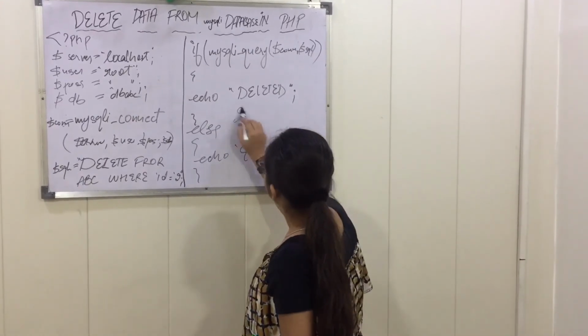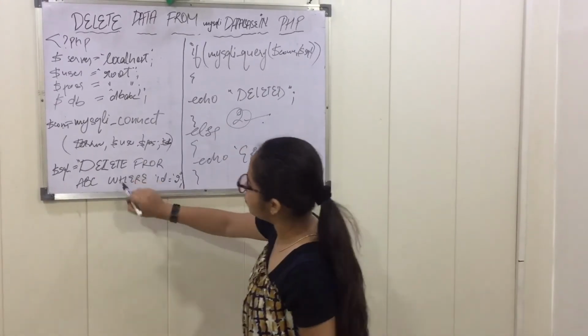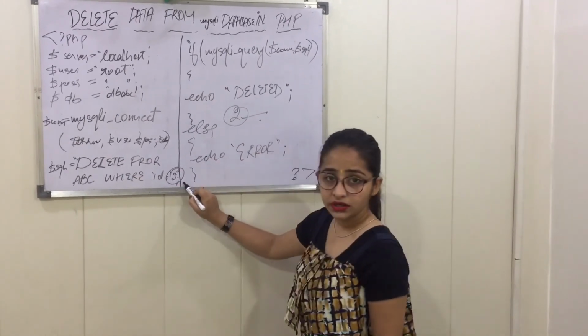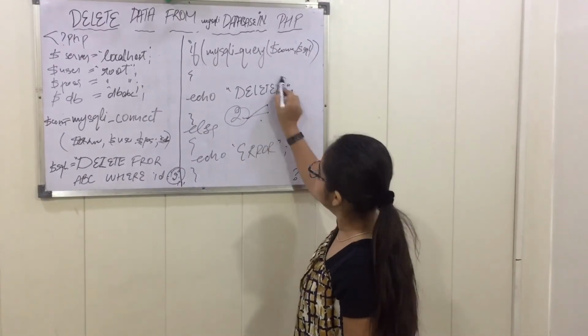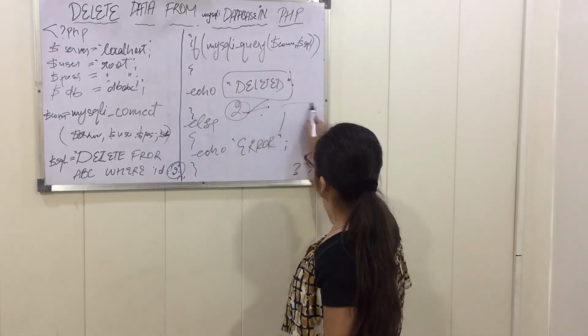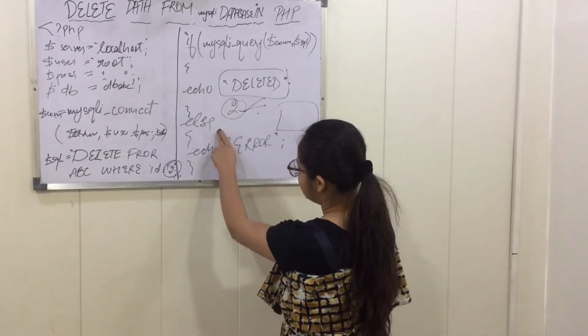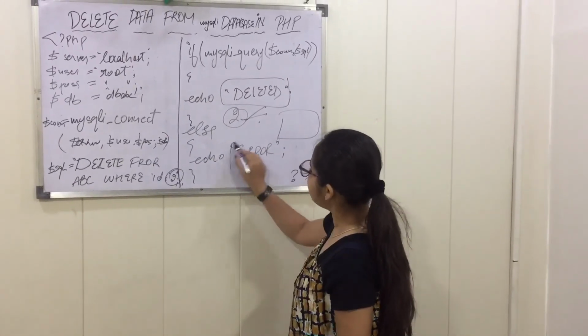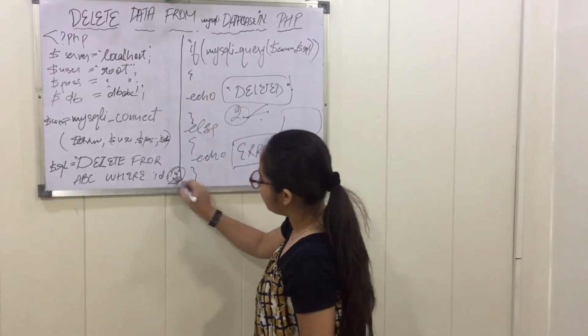Suppose 2 number data has to be deleted, that is 2 number data that I have given 2 here. So if 2 is deleted, it will print echo deleted on the display screen. If I have done any mistake in the coding, it will print here error and the data will not be deleted.